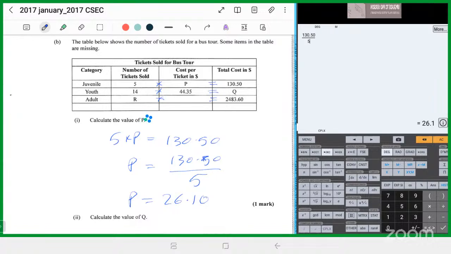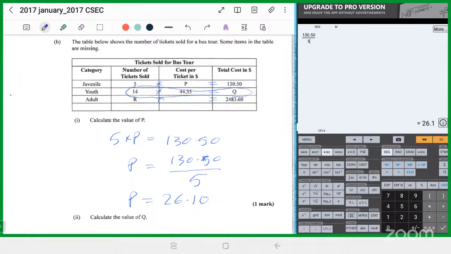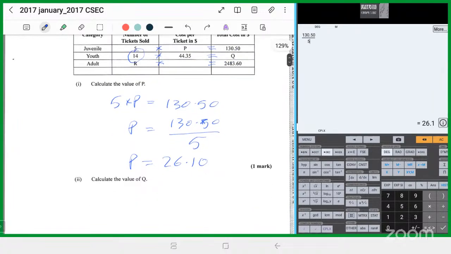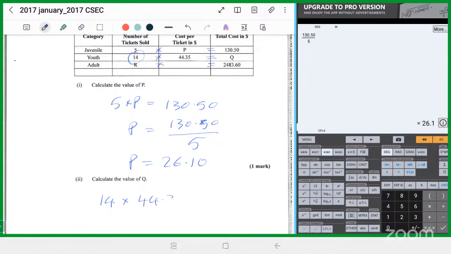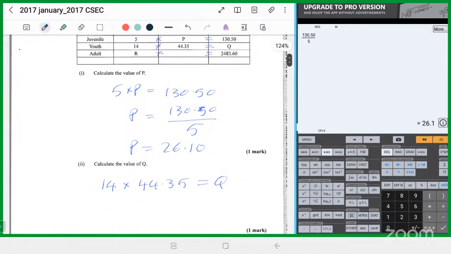Next part wants the value of Q, which is obtained on this line. So it is 14 times this value that is equal to Q. All right, so let's do that. It's 14 times 44.35. That is equal to Q. Do this calculation, I will have Q.